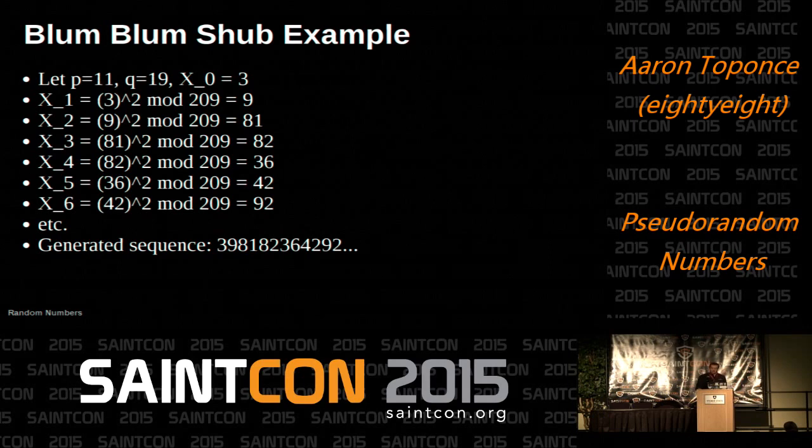We get 9. 9 squared mod 209 is 81. 81 squared mod 209 is 82, and so on and so forth, working through that generator. And we get the following sequence on the bottom. We like this generator because it guarantees that if M is sufficiently large, 128 bits, for example, finding those prime factors p and q is not practical. We won't be able to find them with practical hardware or practical time.